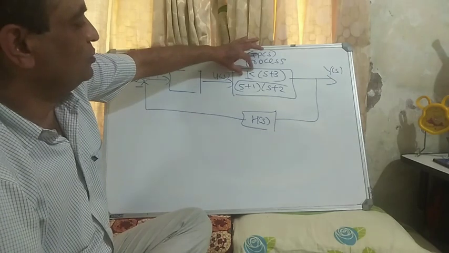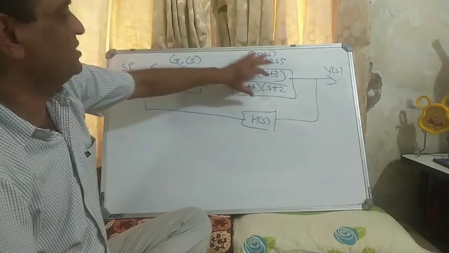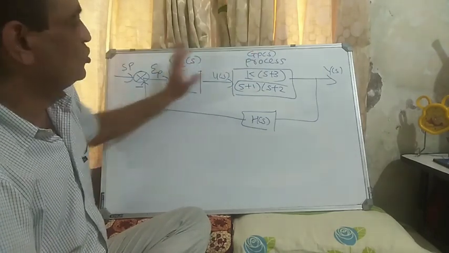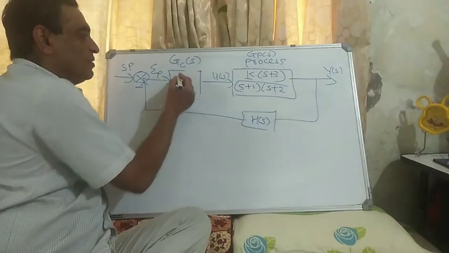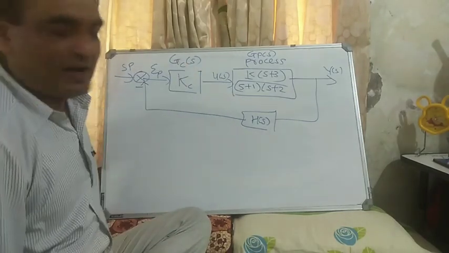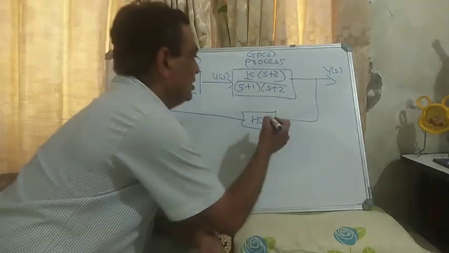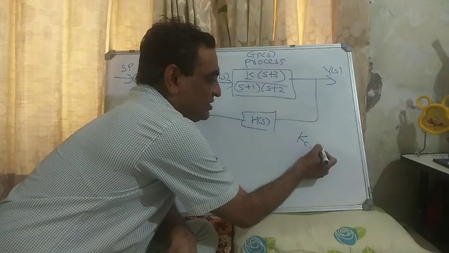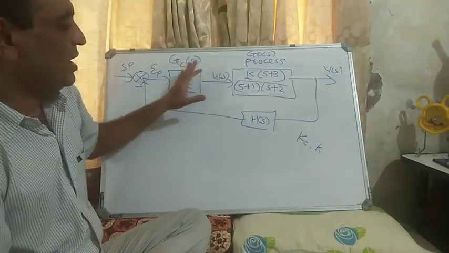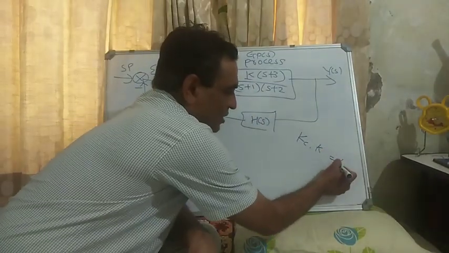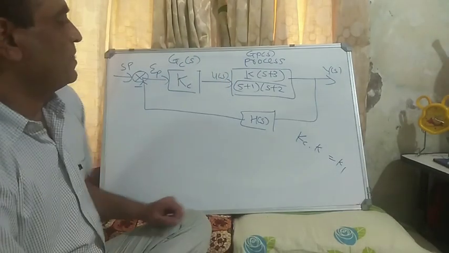So now, this system has gain K, and these two blocks, Gc and Gp, are in series, so they will multiply. Here I don't know the controller gain, let's say Kc. I need to find the value of Kc. So Kc and K are in series, so the total gain is Kc into K. I can say that Kc into K is K1, or anything.